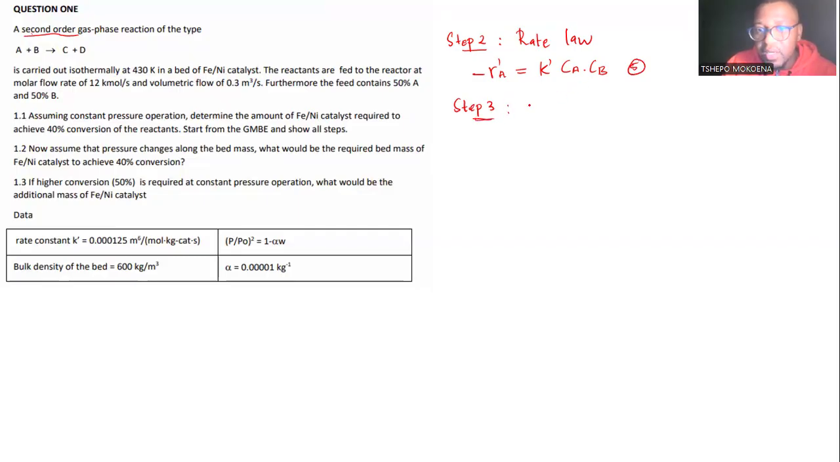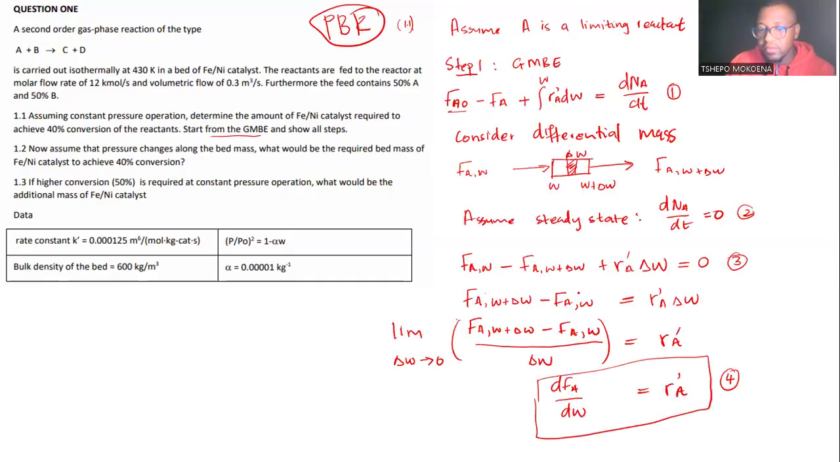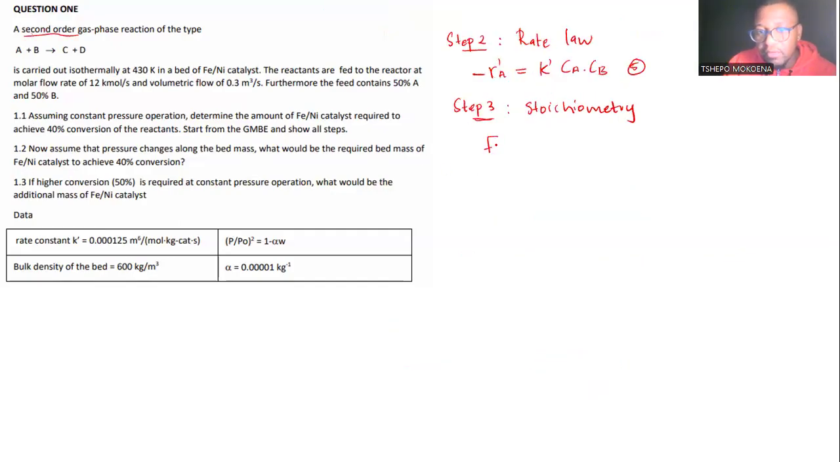Now on step number 3, we are focusing on stoichiometry. To make things easier for yourself, look at your design equation. You want to change the differentials. So in order to change the differentials, you have to focus on the molar flow rate of A. So now we know that the flow rate of A is given by F of A initial multiplied by 1 minus X of A, by conversion. If we introduce F of A in terms of conversion, this is how we're going to introduce it.